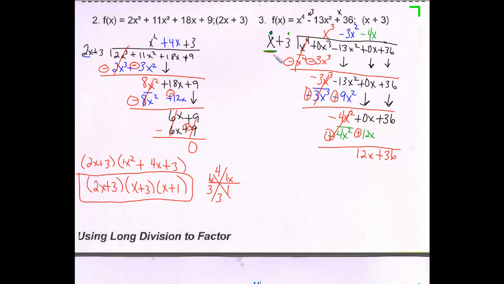And start over again. x goes into 12x 12 times. Now distribute 12 to each term in the divisor. 12 times 3 is 36. 12 times x is 12x. Draw our line and change signs. All of these will cancel. I end up with a remainder of 0. So x plus 3 is a factor.